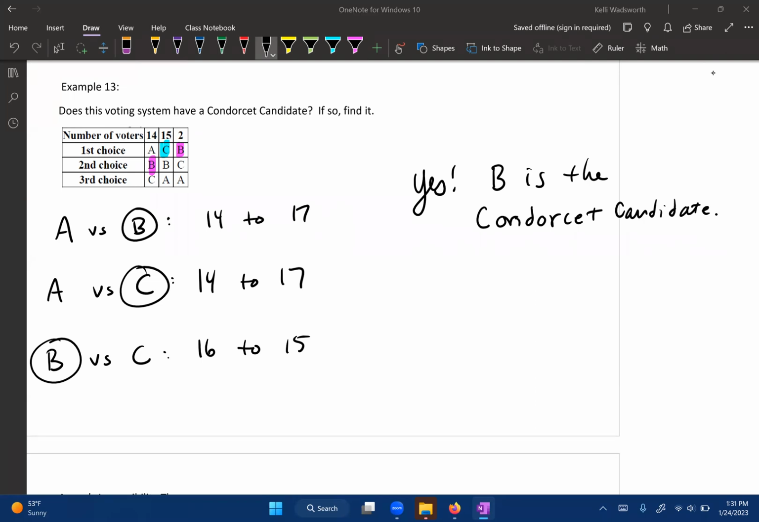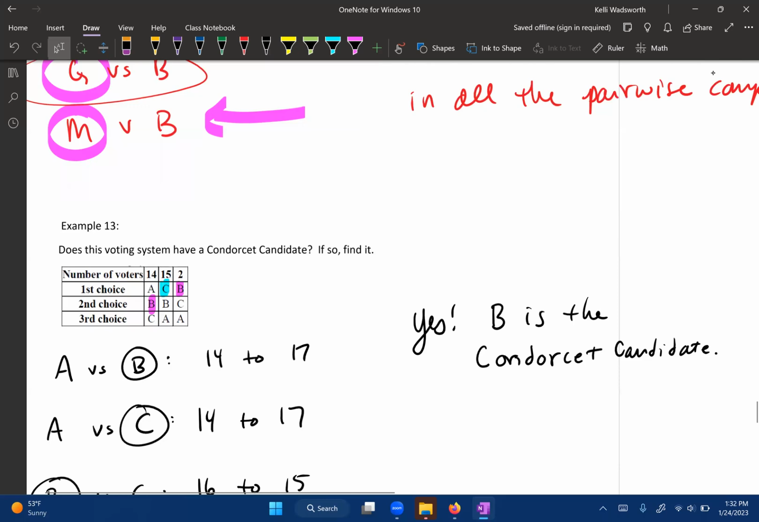Okay, so remember that a voting system or a certain preference schedule does not have to have a Condorcet candidate. It could not have one at all. It could be the fact that there is no one option that wins in every pairwise comparison they're involved in. In these two cases, there was one. Okay, so now we know what a Condorcet candidate is and what the Condorcet winner would be if there were one, and how to find it.